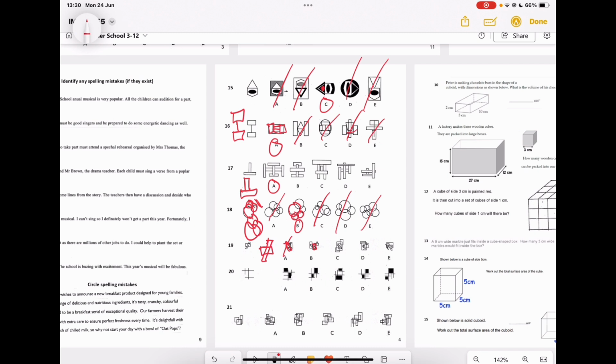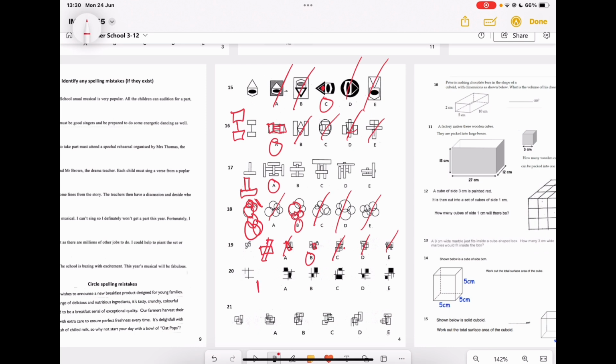For C, it's not going to be C because of the size of the parallelogram. It's not going to be D because the parallelogram isn't overlapping it, and it won't be E for the same reason. So it's B. Next is 20.